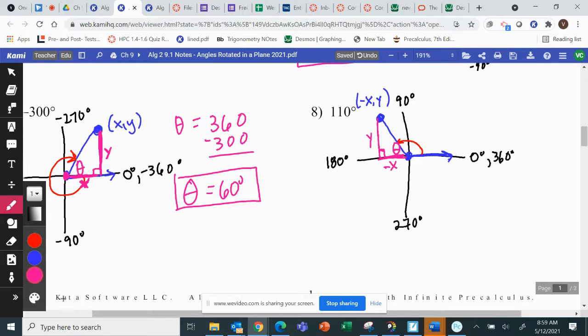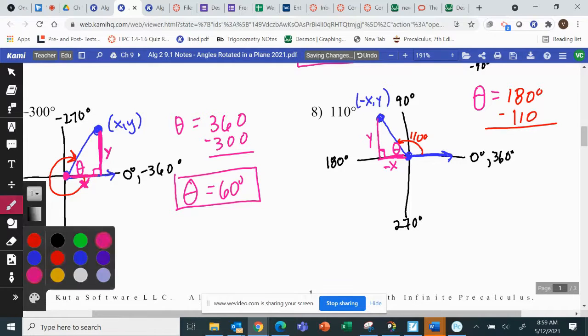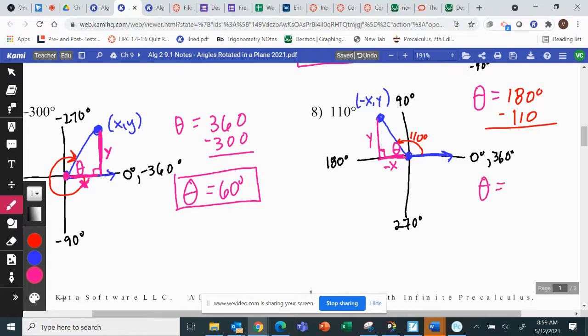It looks like theta and the red 110 degrees together make 180. They're a linear pair from geometry. So if I take 180 and I subtract off 110, I will get what's left over, 70 degrees.